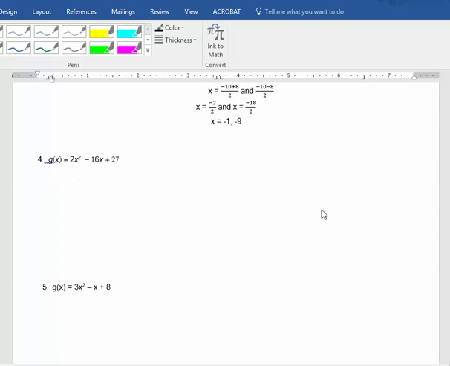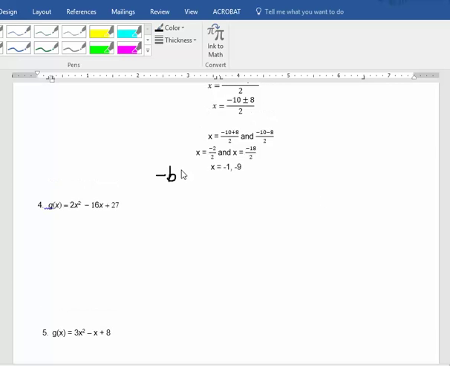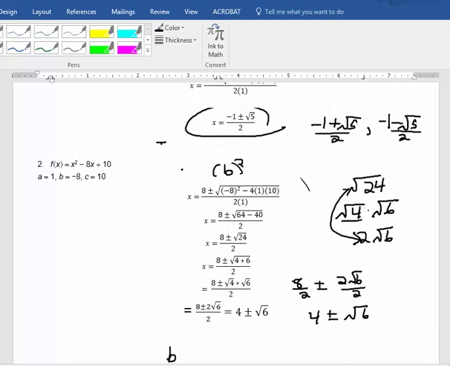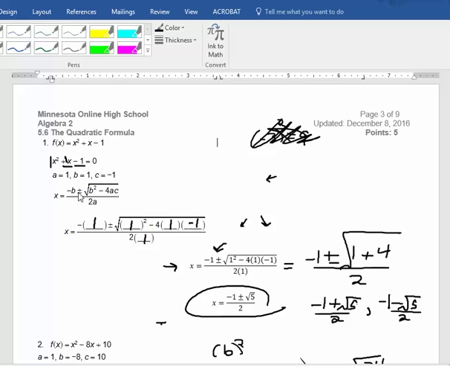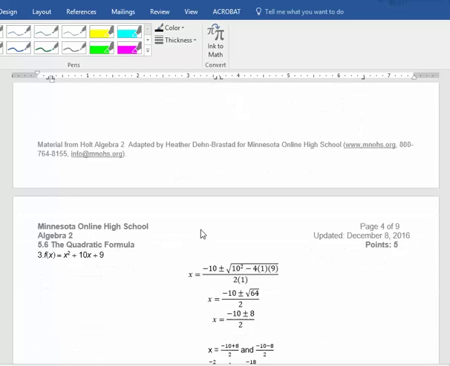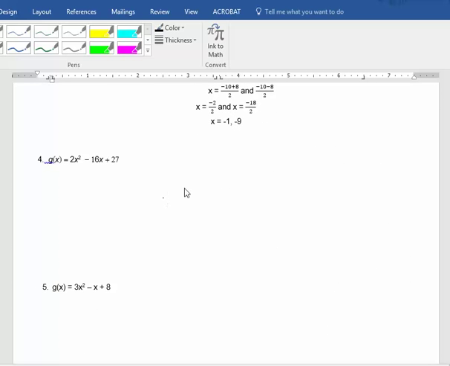All right, now number 4 I didn't do yet, so let's do this one. Negative b plus or minus the square root of b squared minus 4ac all over 2a. That's our quadratic formula.